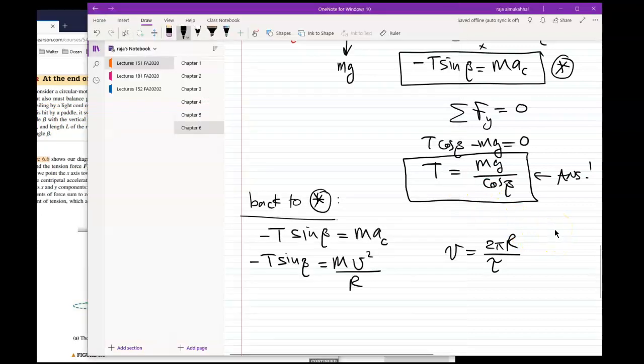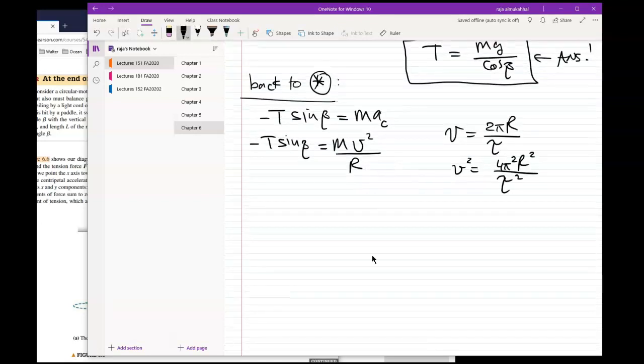So now I want to plug it back into my equation here. Let me just square both sides. So that's going to be 4 pi squared r squared over tau squared. Now plug it back into my equation. So I'm going to have here minus T sine beta equals m times 4 pi squared r squared over r times tau squared. Clean up things so the r's cancel out like that. And if I work it out, I'll end up with T sine beta equals, with a minus.